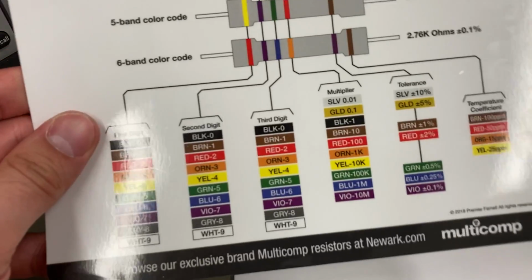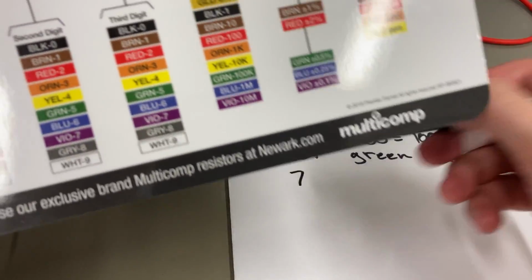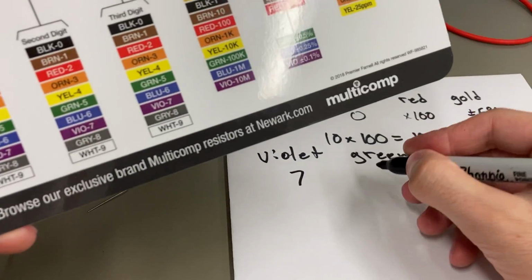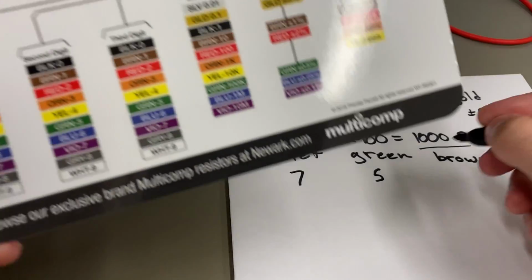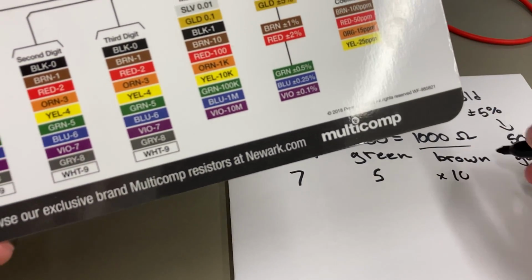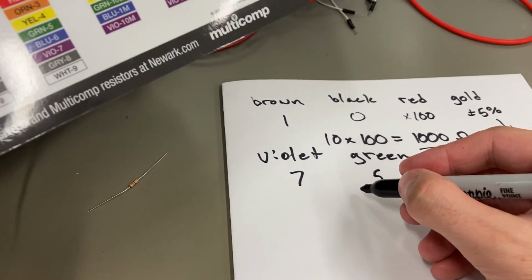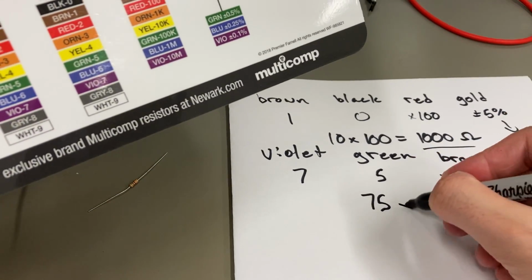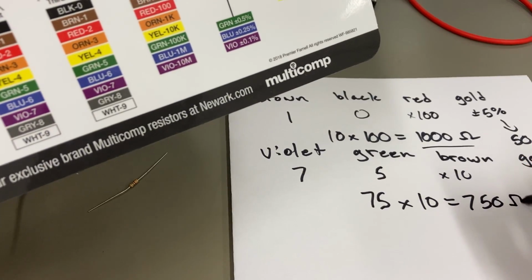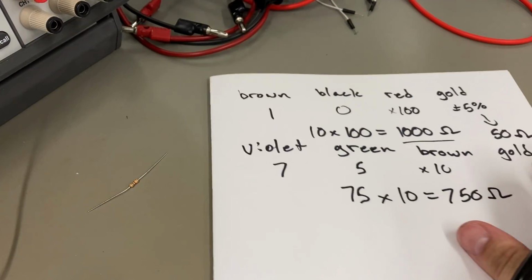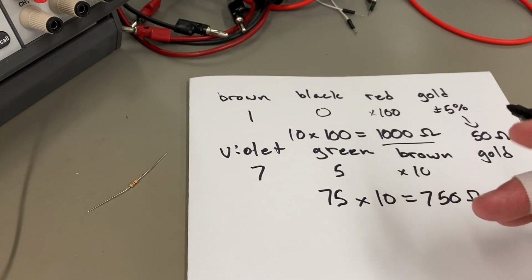Again, go to the color guide. Violet is 7, green is 5, brown is times 10. So what is the nominal value? 75 times 10 equals 750 ohms. You can play around with resistors and make sure that you can calculate the nominal value.